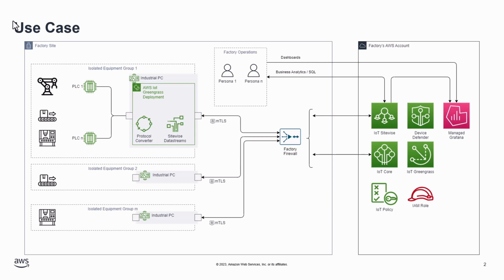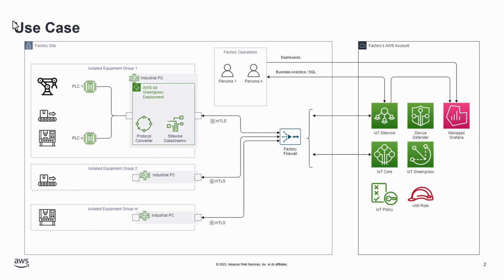In a typical factory setup, we have multiple restricted VLANs. Each restricted VLAN contains multiple equipment like robotic arm, CNC machines, PLCs, etc. These restricted VLANs, also known as isolated equipment groups, are separated from each other for security. Thus, equipment in one VLAN cannot influence equipment in another VLAN.